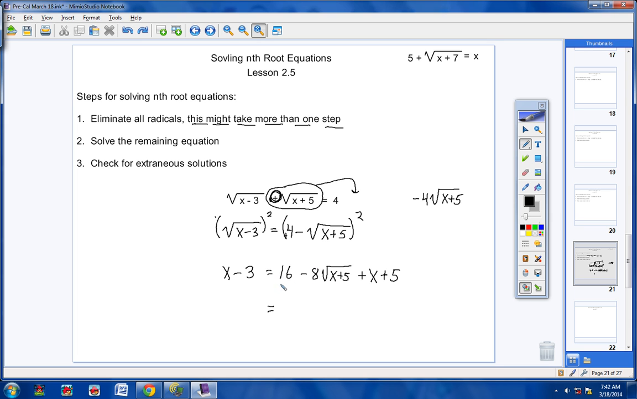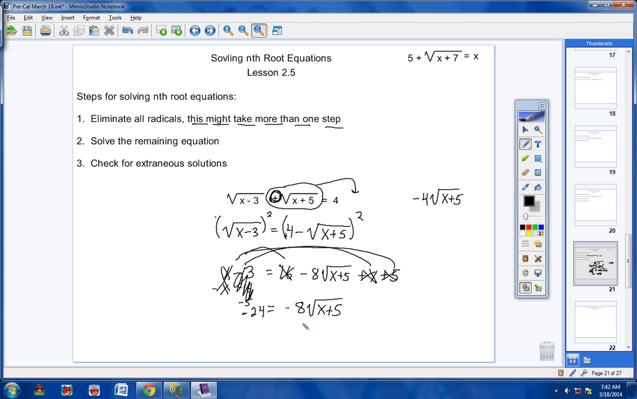So we're going to have to bring the 16 over and make it a negative 16. We're going to have to bring the x over and make it a negative x. We're going to have to bring the 5 over and make it a negative 5. So now I'm left with negative 8 square root of x plus 5. Now, obviously your x's cancel, that's fine. And then when you combine these, I believe you get negative 24. Okay, so I'm going to squeeze in right here a negative 24. Okay, do you see what I've done there? I moved all of these terms over so I can get the radical by itself.